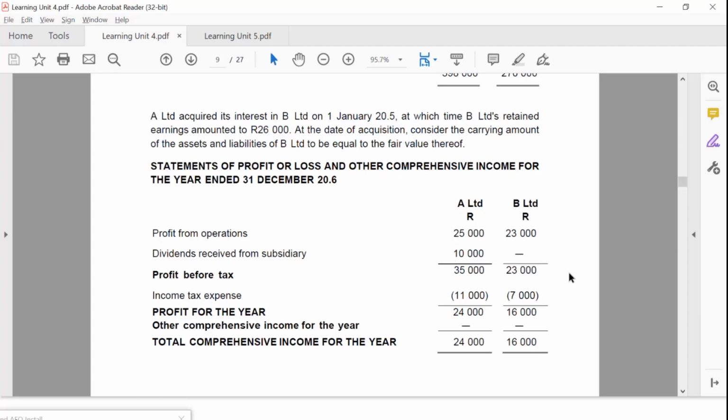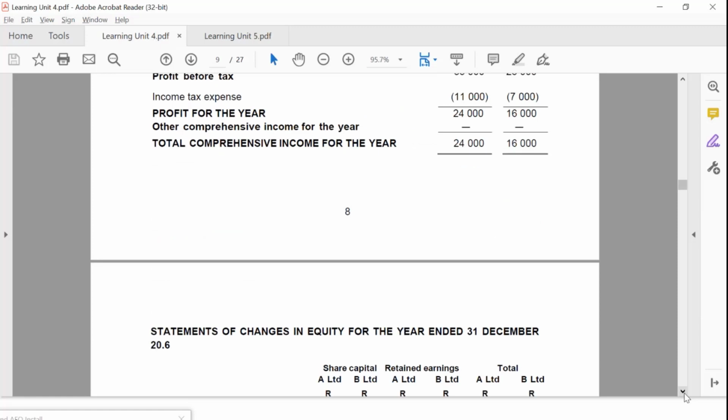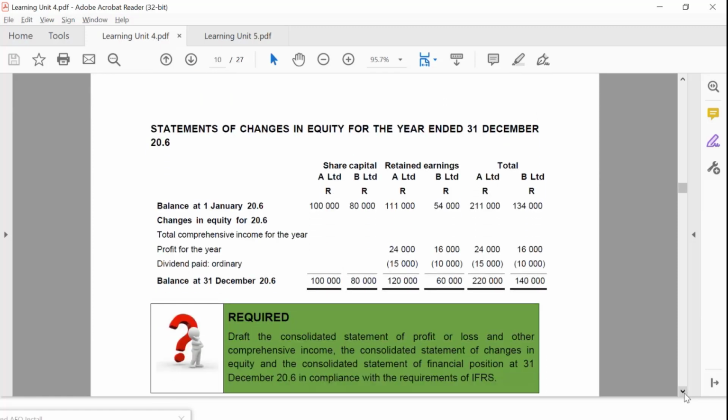Good. Then we have profit before tax, 35 and 23, tax of 11 and 7. Other comprehensive income, there's nothing. And then we have total comprehensive income. Then we have the statement of changes in equity. We have our share capital and retained income. The statement of changes in equity starts off with the opening balance, then the movement, profit for the year, then dividends paid, 15,000 and 10,000. So you see, the holding company also paid some dividend to its own shareholders, right? And then B Limited also paid 10,000 to its own shareholder. Who is the shareholder of B?